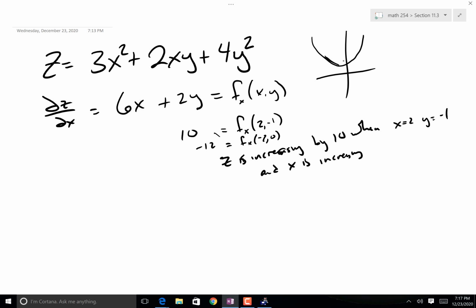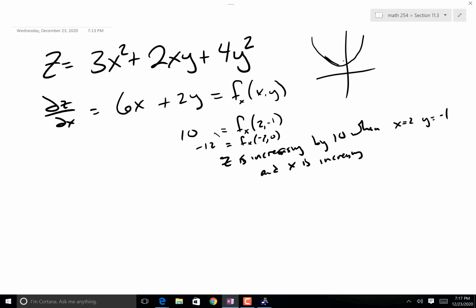So partial derivative is obviously going to give us a clue as to how x in this case is affecting z. Okay, and obviously it's going to change based on the values of x, and of course y will play a part in it as well. And so you have to be aware of that. Okay, that's going to be huge.